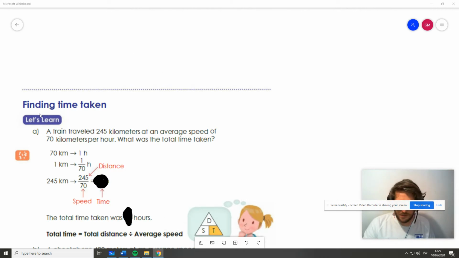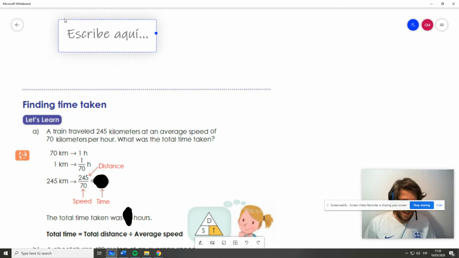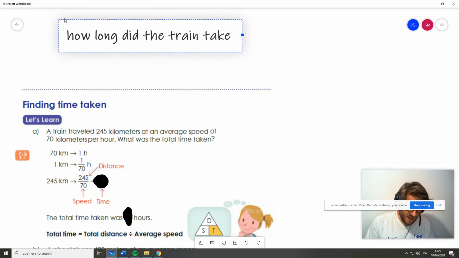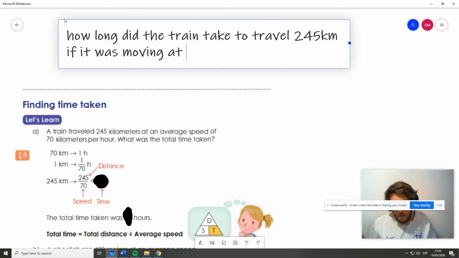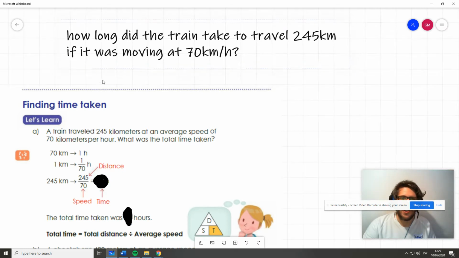So a train traveled 245 kilometers at an average speed of 70 kilometers per hour. How long did it take? So, what is it asking us here? It wants to know how long did the train take to travel 245 kilometers if it was moving at 70? It was moving at 70 kilometers per hour. This is what the question wants to know.